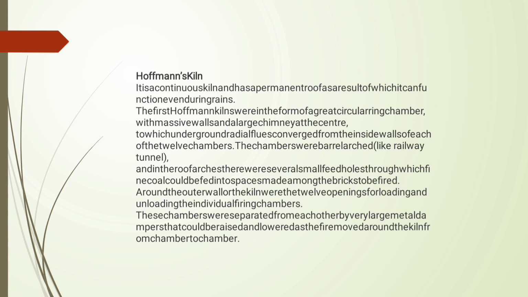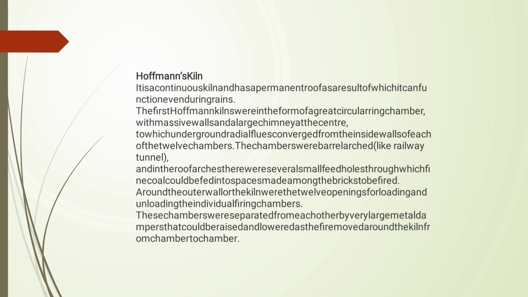a great circular chamber with massive walls and a large chimney at the center, to which underground radial flues converge from the inside walls of each of the 12 chambers. The chambers were barrel-arched like a railway tunnel.